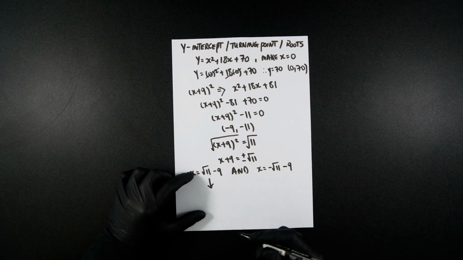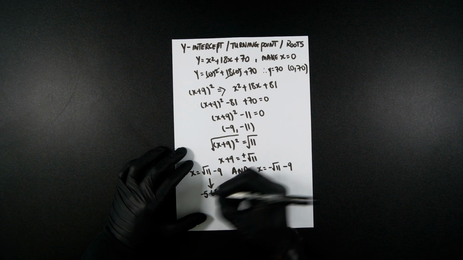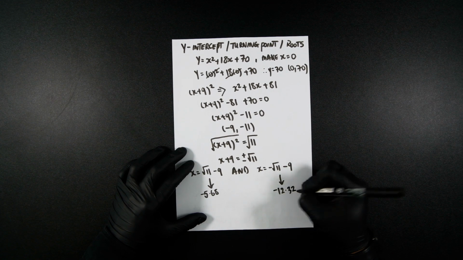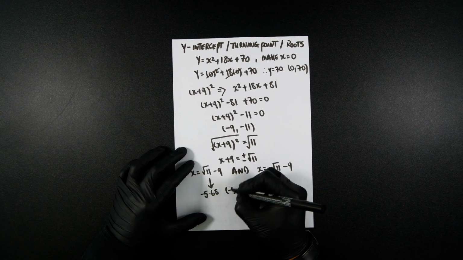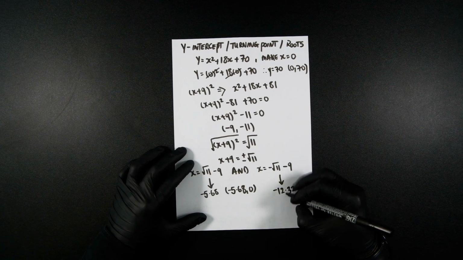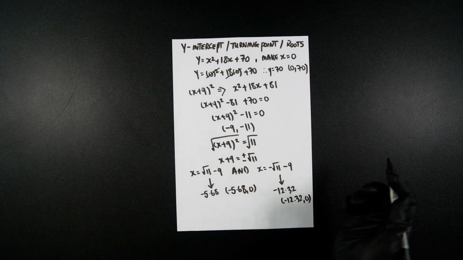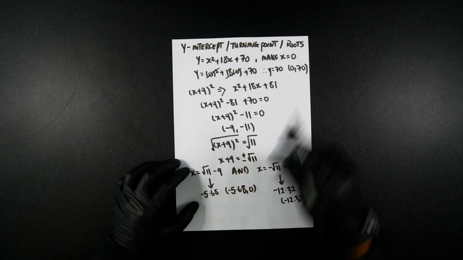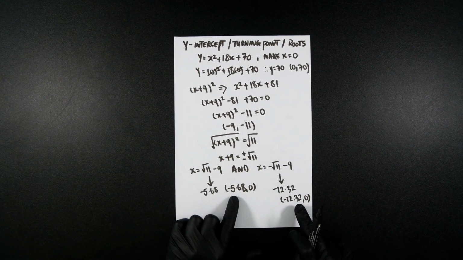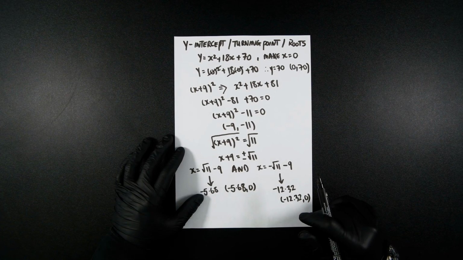This as a number is easier to visualize. So it would be minus 5.68, and this is minus 12.32. So this would be the same as this point, and this would be the same as this point. We now have found 4 points. We've got the y-intercept, we've got the turning point, and we have 2 of the roots where the quadratic cuts through the x-axis. We're now ready to start drawing the graph.